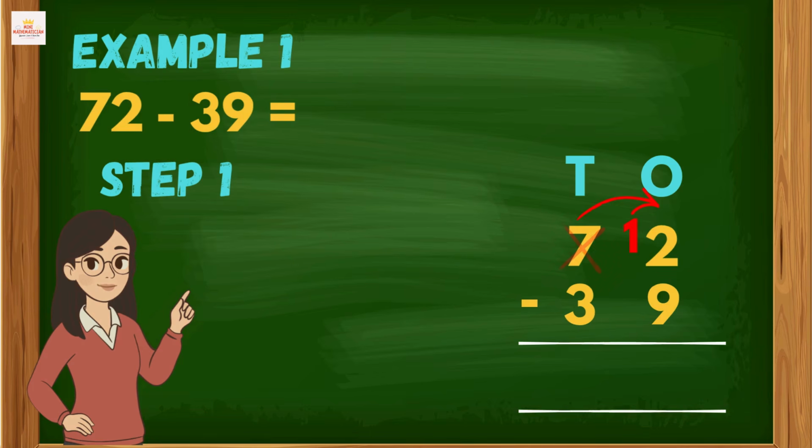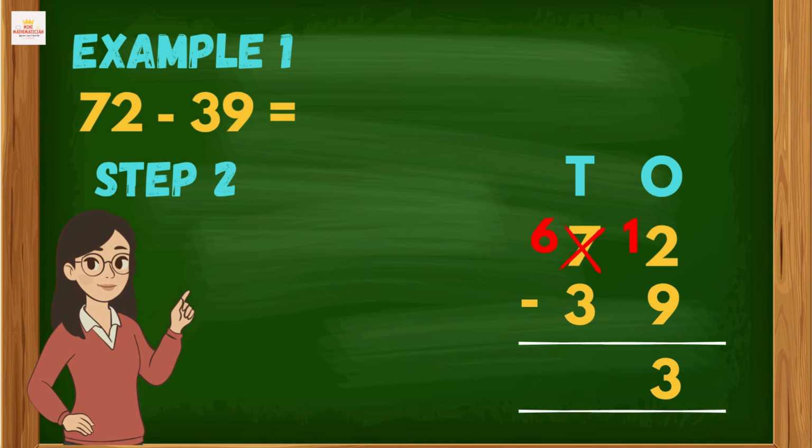Cut the tens and write new tens. Since we took 1 ten from the 7, it becomes 6. Now 12 minus 9 equals 3. Write 3 in the ones column.